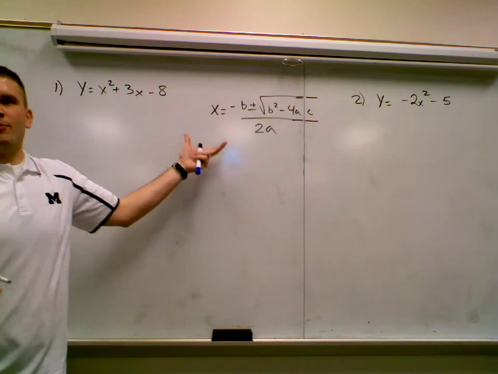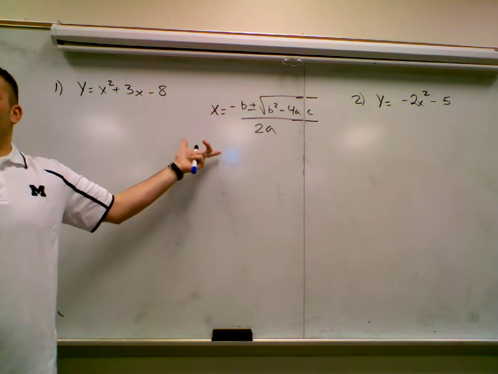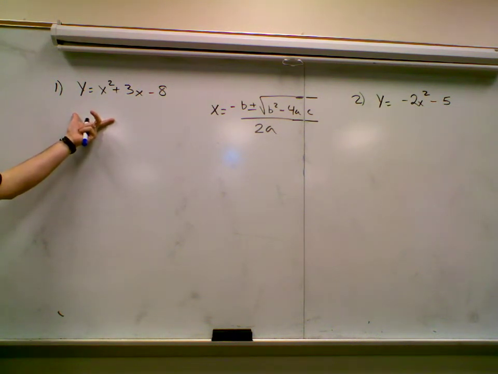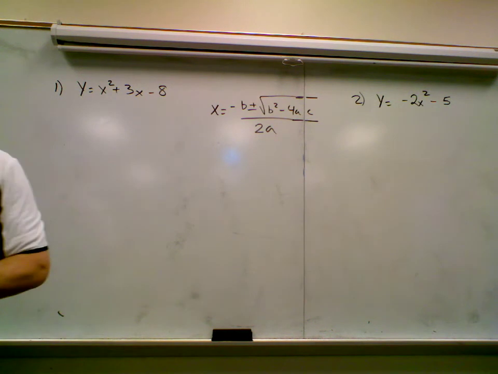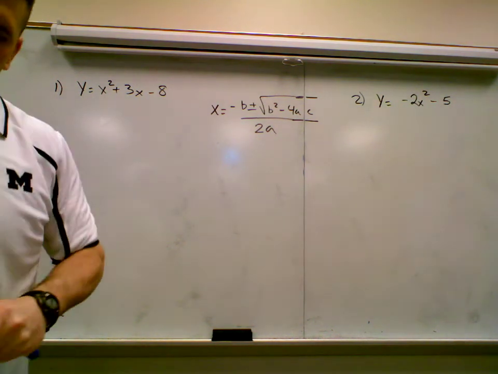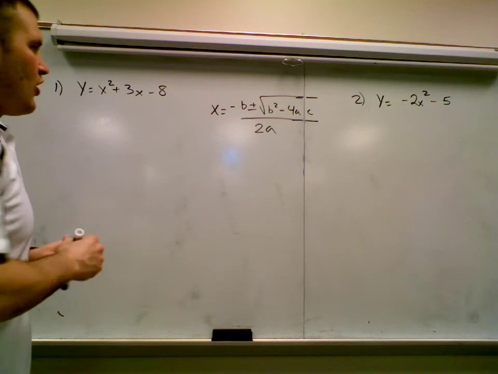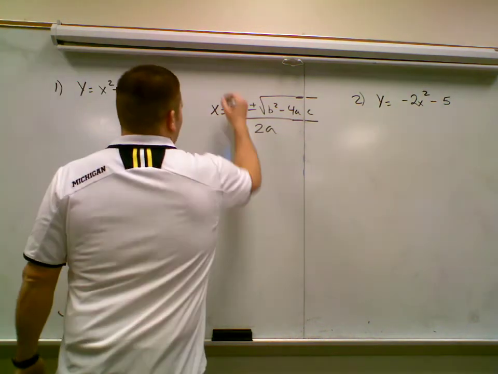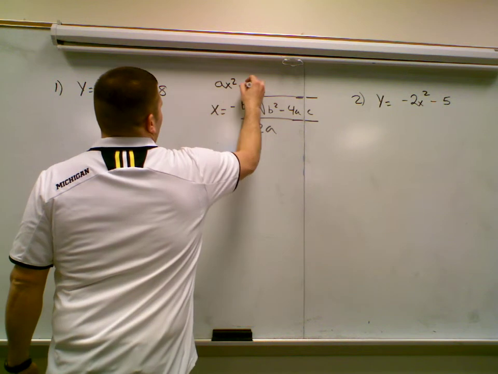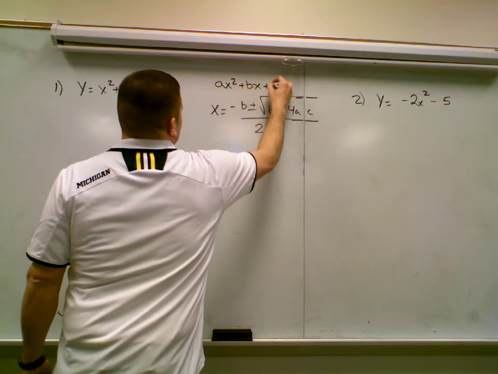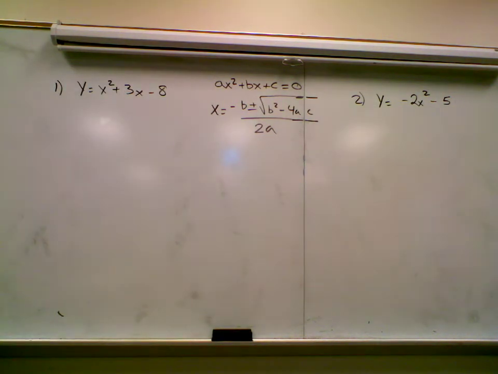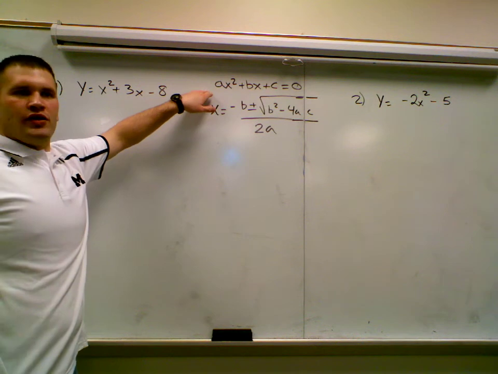But this formula right here will help me find the x-intercept when it's a decimal. If you look at your notes, it says the quadratic formula is used for all quadratic equations that are written in the form ax squared plus bx plus c equals 0. Well, when it's written in that form, what are we solving for?